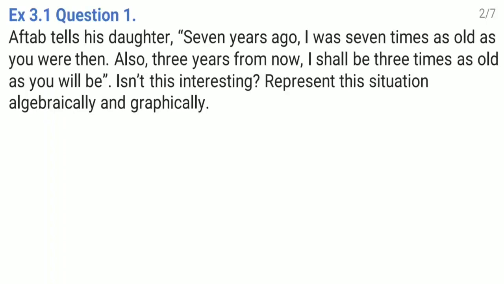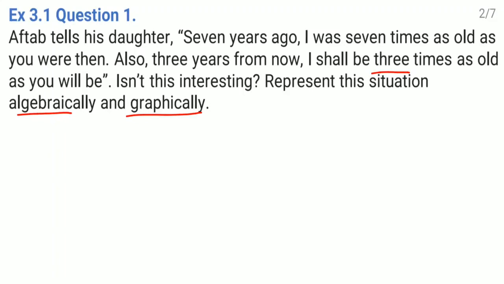This is exercise 3.1, question number 1. Aftab tells his daughter, 7 years ago, I was 7 times as old as you were then. Also, 3 years from now, I shall be 3 times as old as you will be. Isn't this interesting? Represent this situation algebraically and graphically.